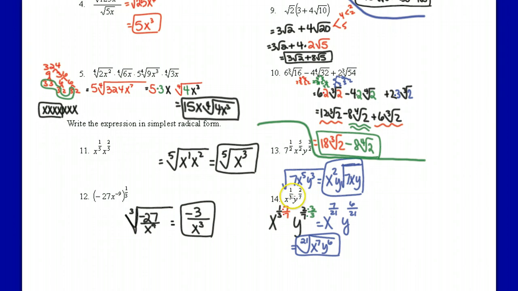Number 14 does not have the same root, so you have to get them with the same root. The first number they have in common is 21, with 3 and 7. So that's what I have in red here, showing how to change them into 21s. So now they have the same root, so I can put them under the same root, and then the powers I get listed under it.